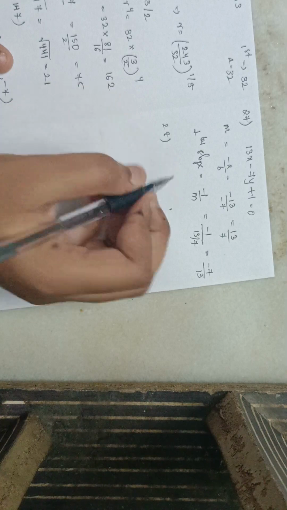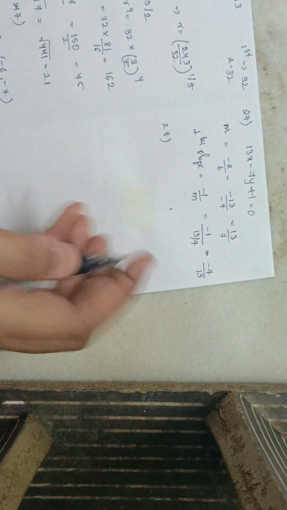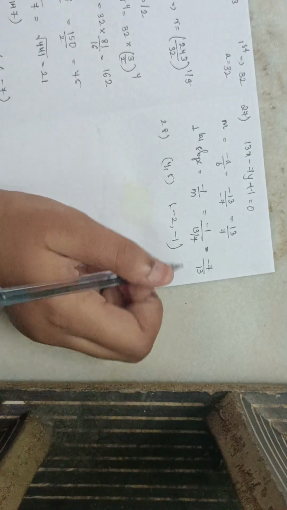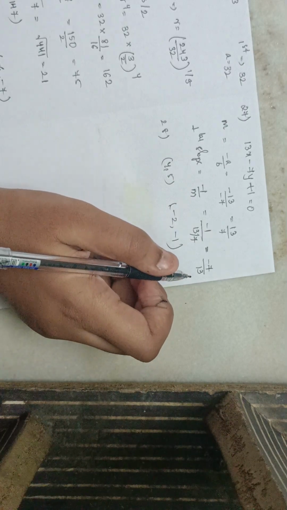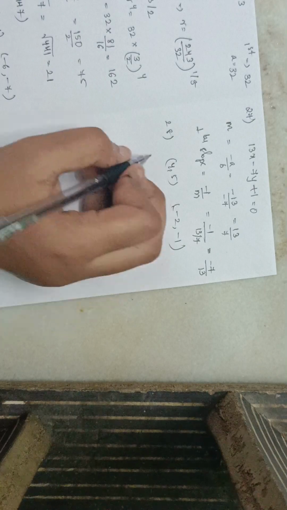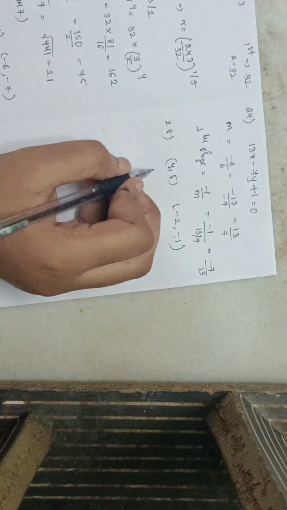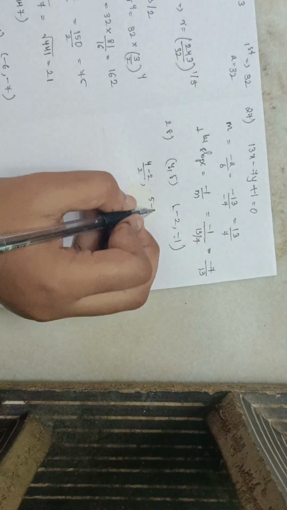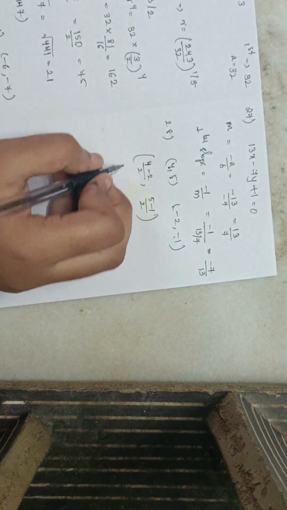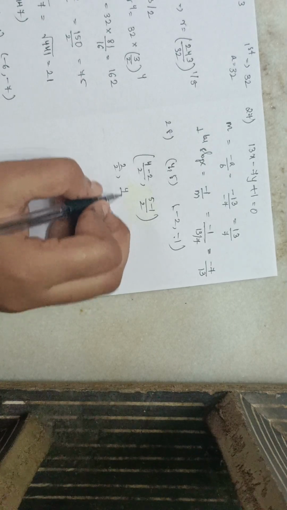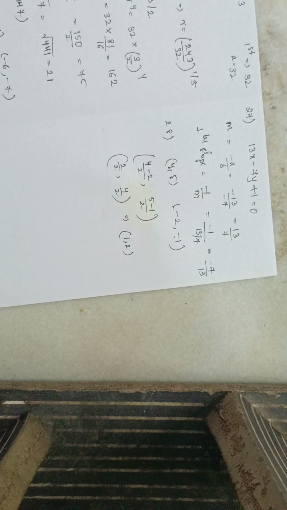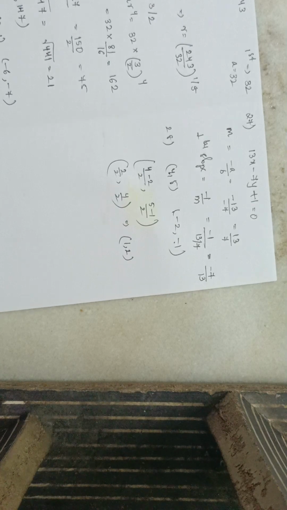Next one, 28. The midpoint of the line joining the points (4, 5) and (minus 2, minus 1). The formula of midpoint is (x1 plus x2 by 2, y1 plus y2 by 2). So, 4 minus 2, 2 by 2. 5 minus 1, 4 by 2. That comes to (1, 2). So the midpoint of the line joining the points is (1, 2).